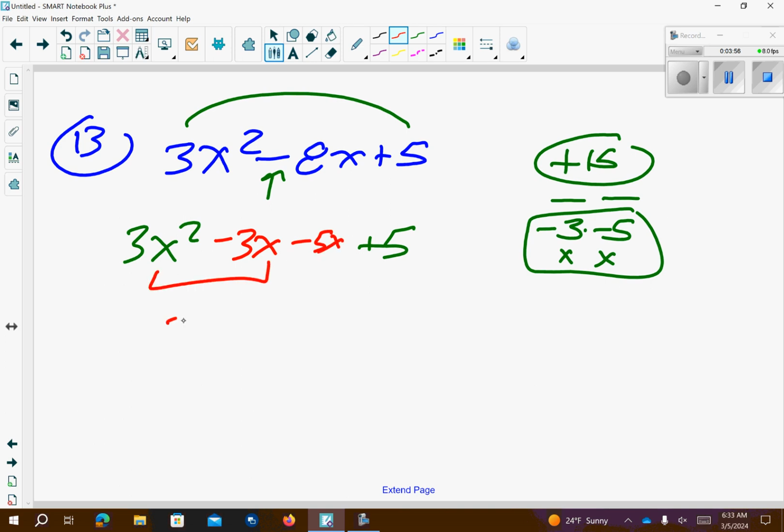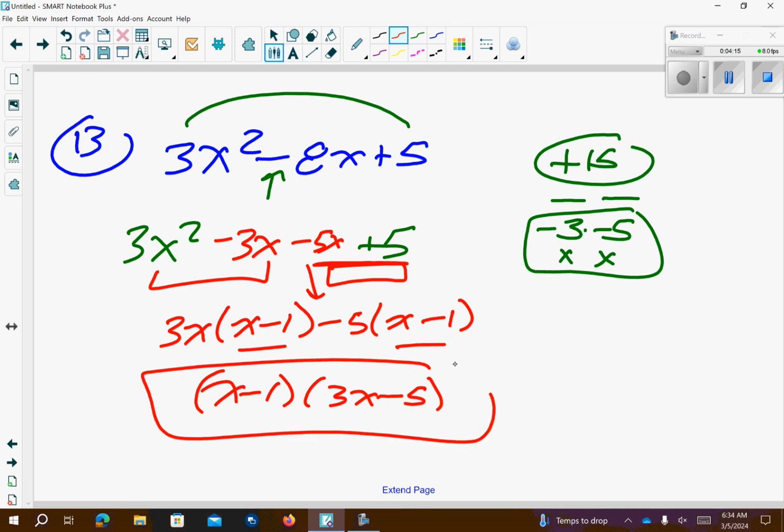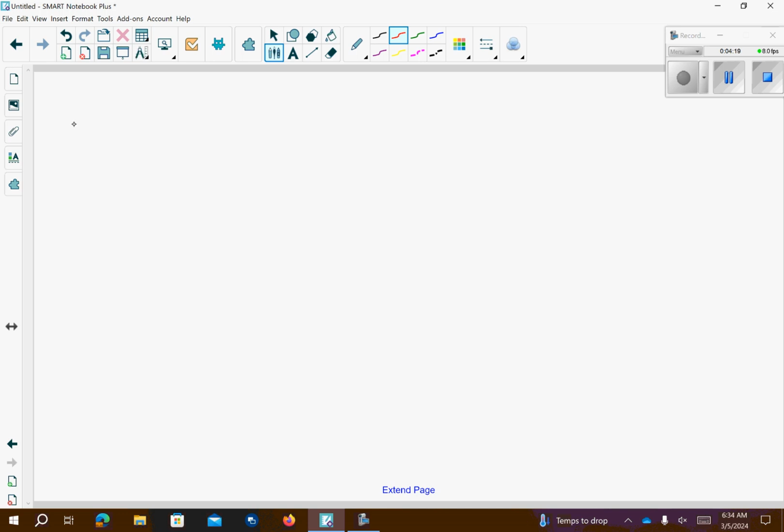All right, it looks like I can factor a 3x out of both of those, and that's going to leave me x minus 1. Middle sign comes down. I can factor a 5 out of both of those. Remember, I'm factoring a negative out, so all the signs are going to change over here. Those have to be the same in order for it to factor, and they are. And that works.